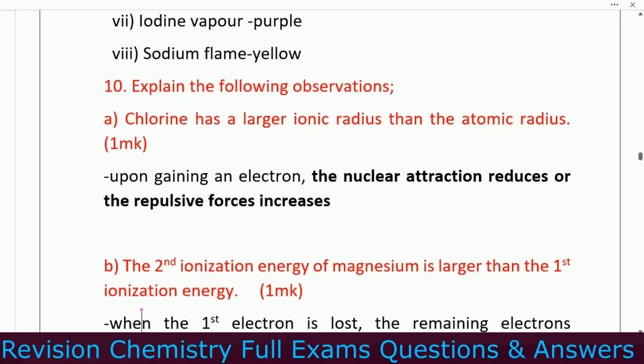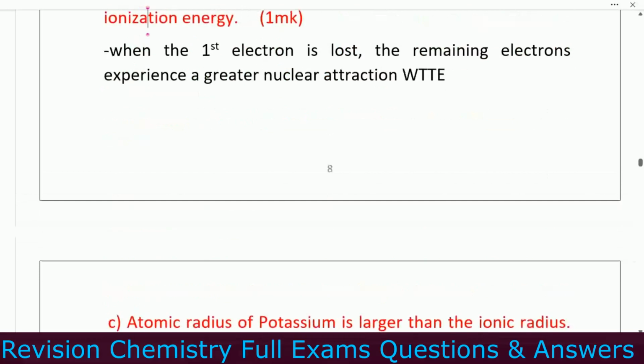Chlorine has a larger ionic radius than atomic radius. Why? Upon gaining an electron, the nuclear attraction reduces and the repulsive forces increase. That's why chlorine has a larger ionic radius than the atomic radius, because it gains an electron. By gaining, it becomes larger. We go to the next one.